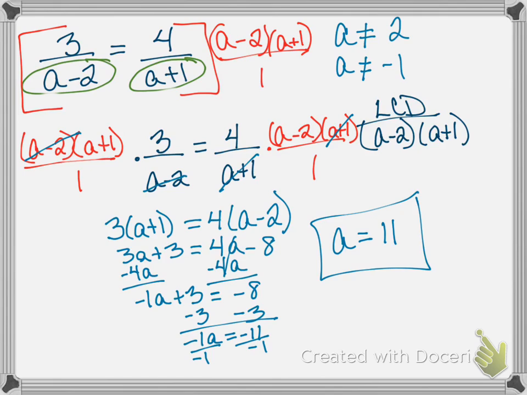Now, if I plug 11 back into those denominators, that's all we're worried about, the denominators. Do I get 0 in either one of them? I don't. 11 minus 2 is 9. 11 plus 1 is 12. So I'm good. I don't have to do anything else. A equals 11 is an acceptable solution. Okay? Now, let's move on to the next one.